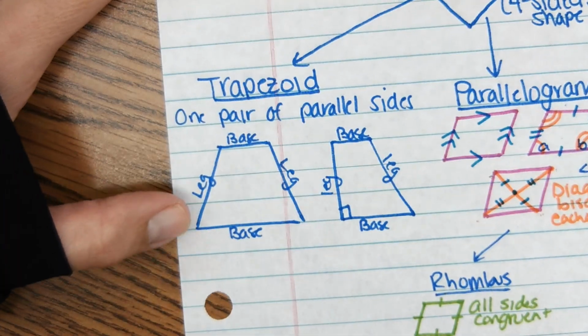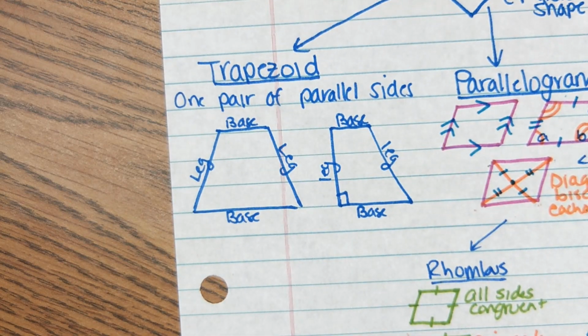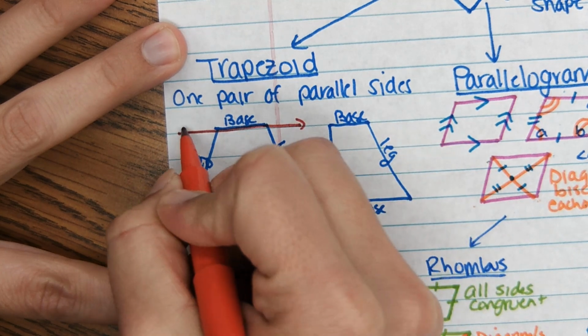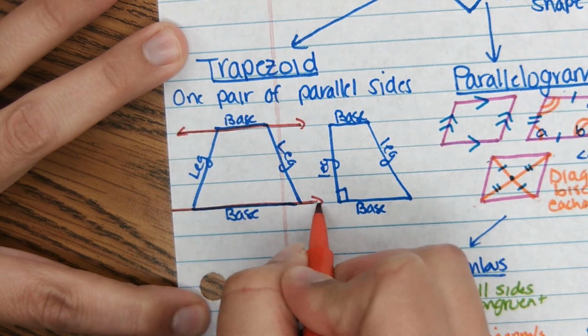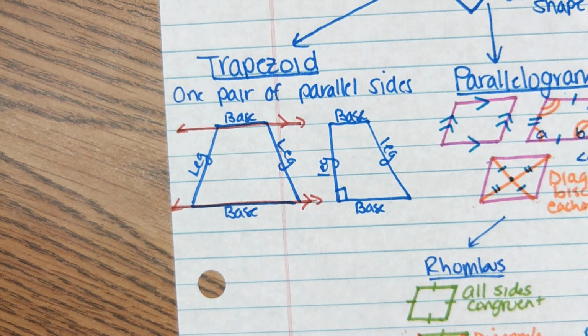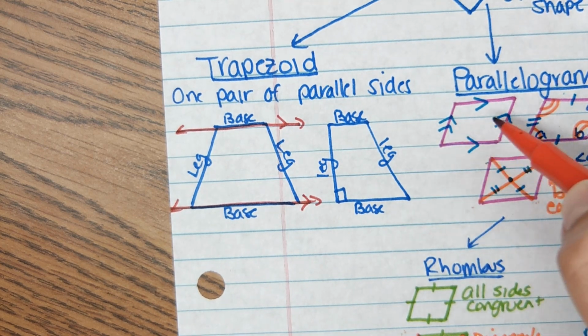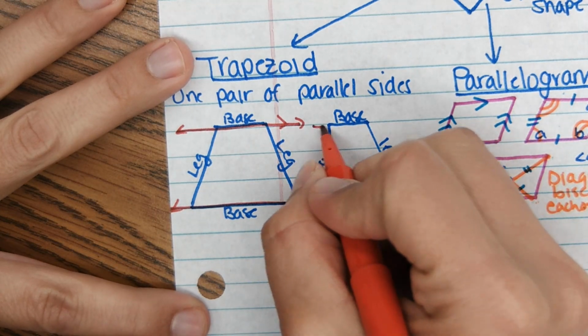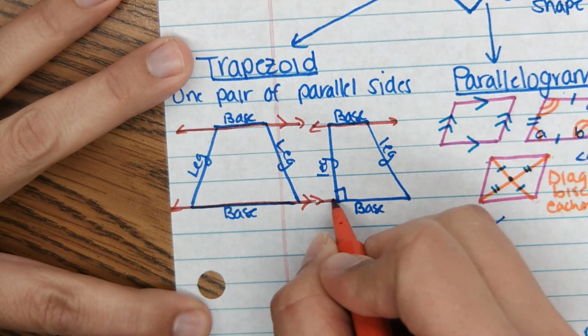So a trapezoid, I know you're probably familiar with what this shape looks like, but what makes it a trapezoid is it has one pair of parallel sides. So the bases of a trapezoid are parallel. So this is parallel to this, parallel here. It's different from a parallelogram because a parallelogram has two sets of parallel sides, whereas a trapezoid only has one. So here we can see the bases are both parallel. Here, bases are parallel.